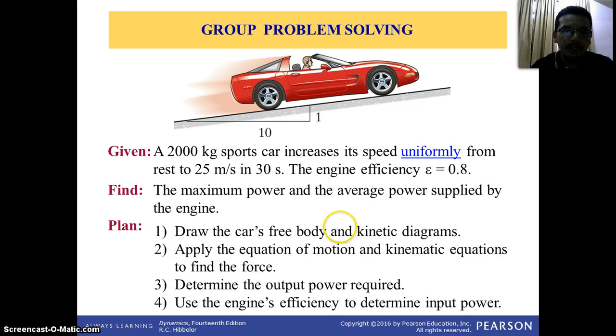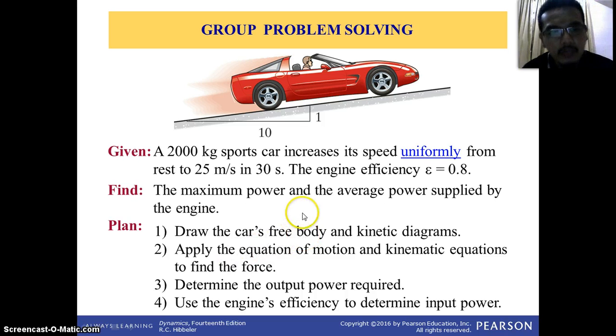You can see this example here. Let's say this is a car, a 2000 kilogram sports car, increasing in speed uniformly from rest to 25 meters per second in 30 seconds. Initially the velocity is 0, and the final is 25 meters per second, changing from 0 to 25 meters per second in 30 seconds. The engine efficiency is equal to 0.8. We need to find the maximum power and also the average power supplied by the engine.